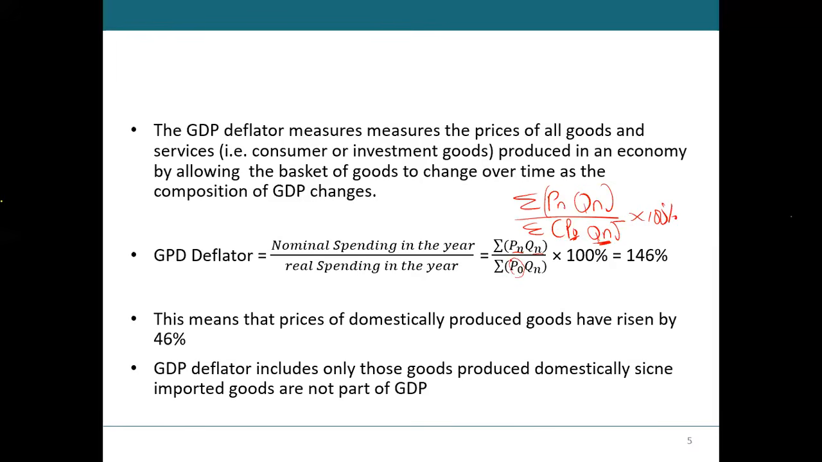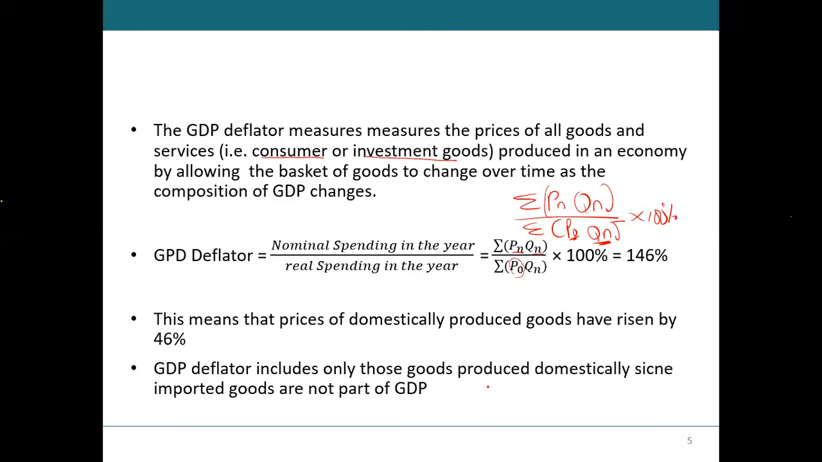One of the things I want you to also note is that when it comes to GDP deflator, it measures the prices of all goods and services, whether it is consumer goods, investment goods, government expenditure, and even exports, all right? But it does not include imports. The reason is that GDP deflator talks about GDP, that is gross domestically produced goods. So that means that imports cannot be part of the calculation of GDP deflator.